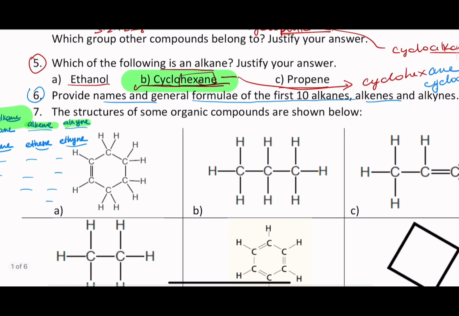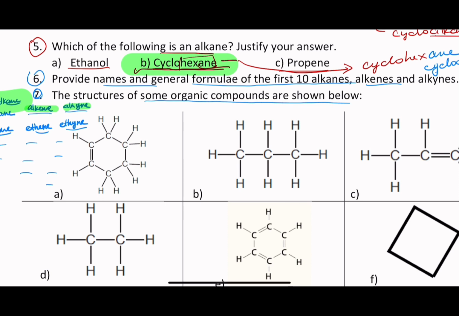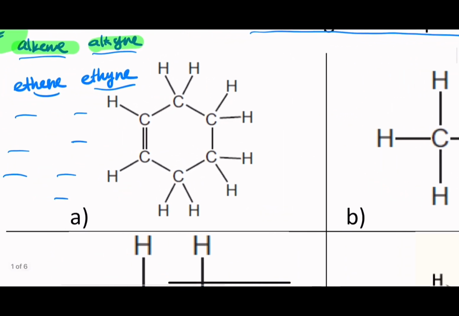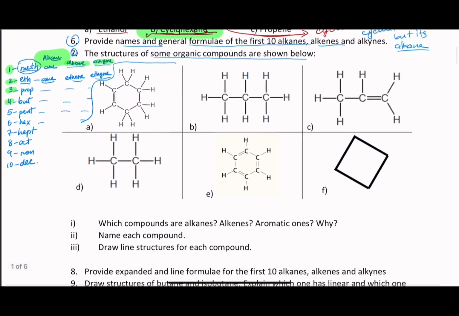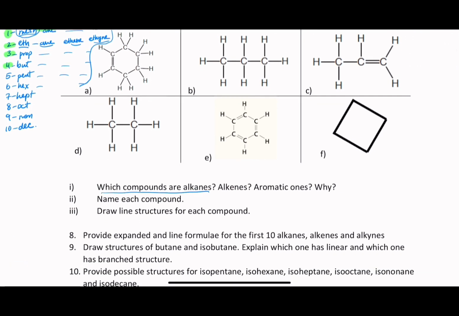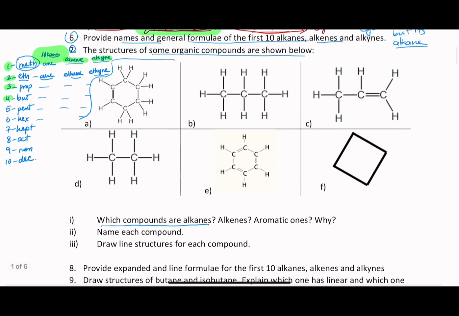So now we're going to go into question 7. The structures of some organic compounds are shown below. Now it is telling us which compounds are alkanes. So out of here, this guy is not an alkane because it has a double bond. This guy is an alkane because it has only single bonds. You see, only single bonds. And it's not a cycle, it's not a ring, so this guy is an alkane.